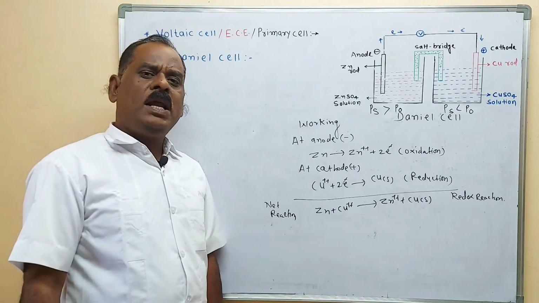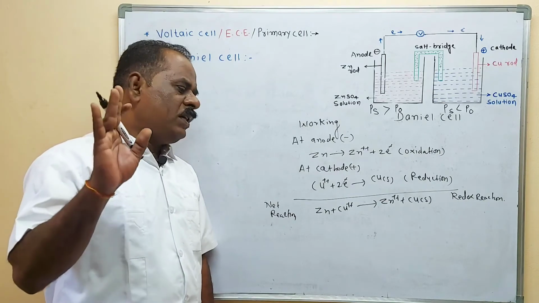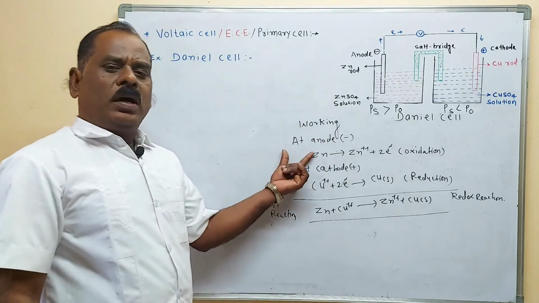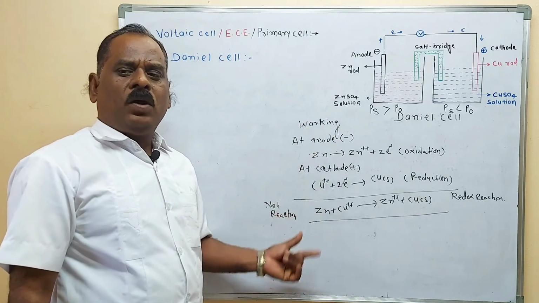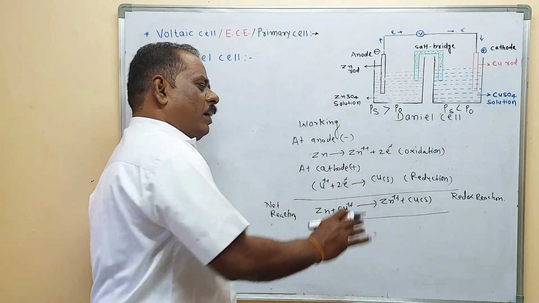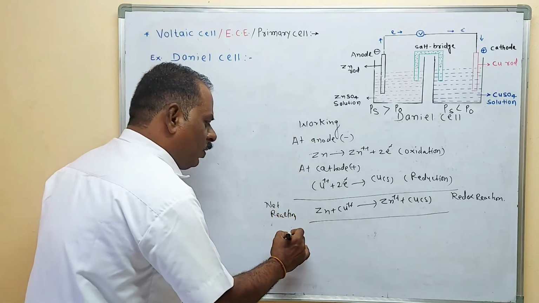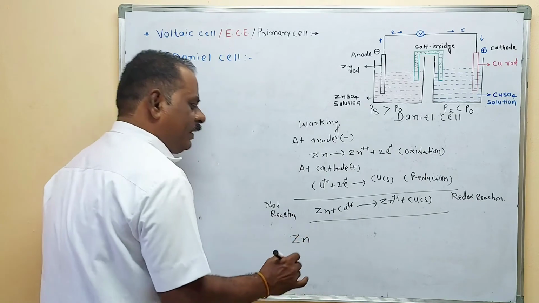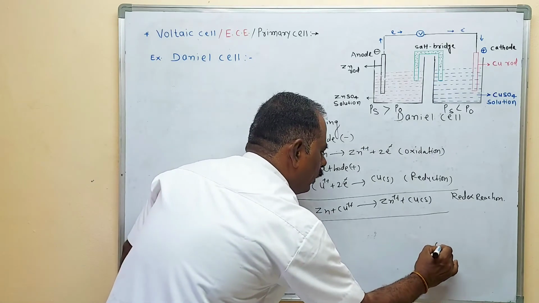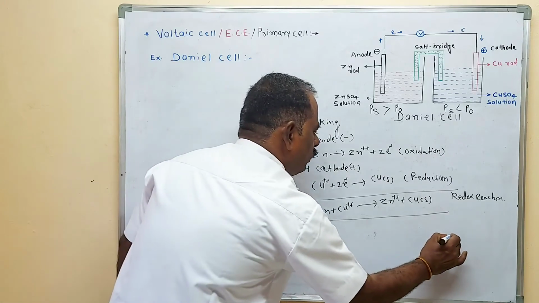How will you represent any electrochemical cell or the Daniel cell here? Remember an important point: in the representation of an electrochemical cell, some rules are used. The anode or negative terminal is written extremely on the left hand side, and the cathode or positive terminal is written extremely on the right hand side. Here zinc acts as the anode, therefore the zinc electrode is written on the left hand side, and the copper electrode is written on the right hand side. This is the negative terminal, and this is the positive terminal.